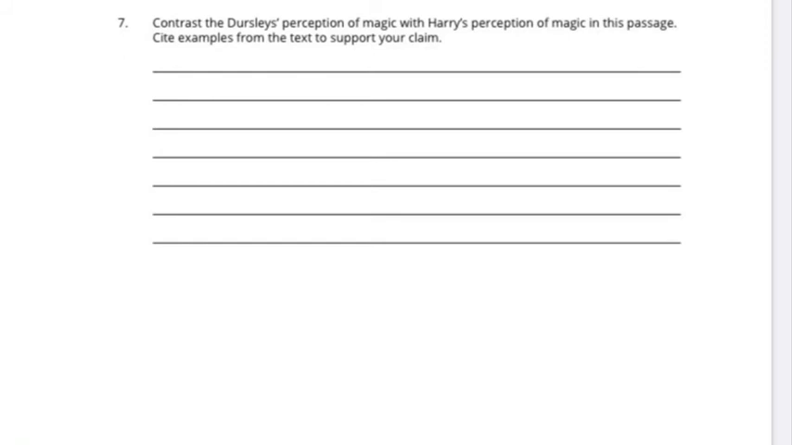So you want to explain how the Dursleys feel about magic and put an example from the text that shows how you know. And then explain how Harry feels about magic and put an example from the text that shows how you know.